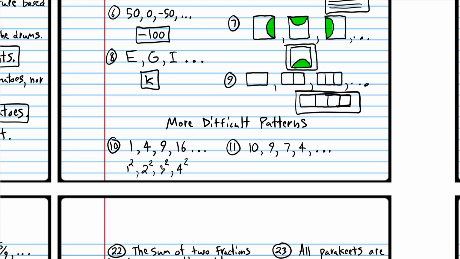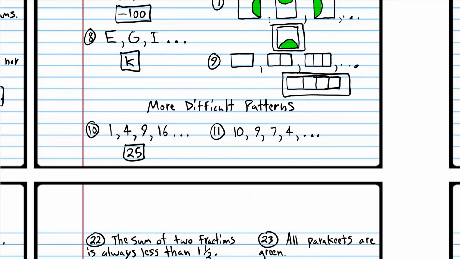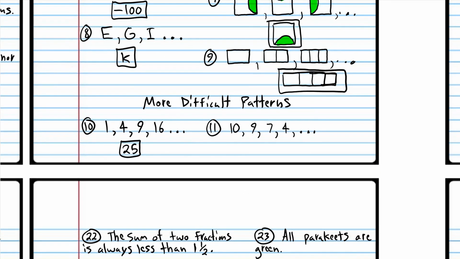So the next term is going to be 5 squared. So it looks like the next term is going to be 25. Again, don't worry about it if you didn't get that one. It's okay. I just want you to see that some of the patterns get more difficult. See if you can find the pattern in number 11, and when you come back, we'll do it together.